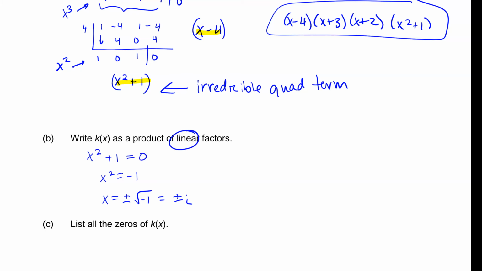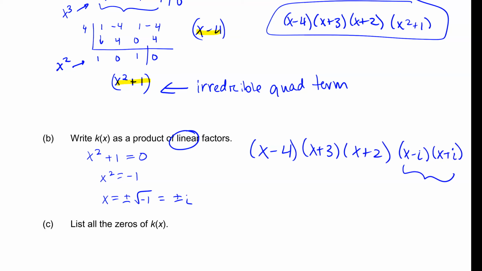Because I want it as linear factors. Right now, I have a quadratic term. I want to split that quadratic into linear factors. So I'm going to keep my x minus 4, my x plus 3, my x plus 2. But the difference is I'll have an x minus i and an x plus i, because technically, these are equal to x squared plus 1.